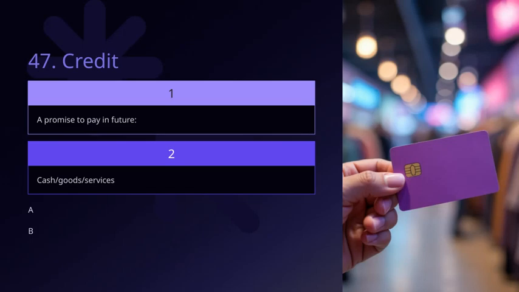All right, let's take a closer look at this slide. Here, we see a simple diagram illustrating the concept of credit. On the left, we have cash, goods, or services. These are the immediate exchanges we often think about. But then, we have the idea of a promise to pay in the future. This is the essence of credit.